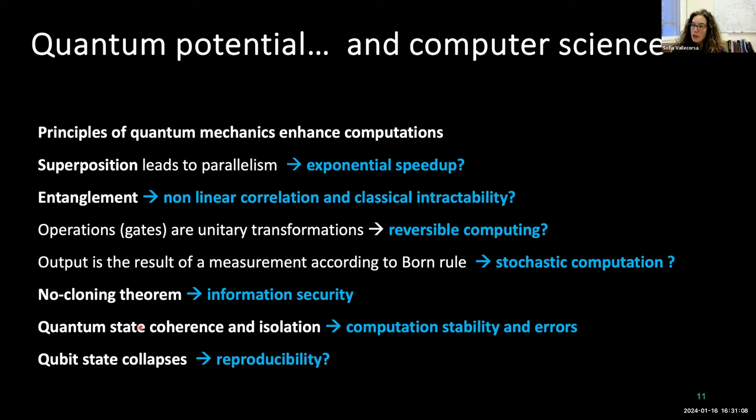Then there is the idea of, I just mentioned it very quickly, but basically gate operations in the quantum domain are represented as unitary transformations, unitary matrices. It means that those in principle are completely reversible. Can we say that quantum computing is actually reversible computing? Not really, because there is the measurement step. But up to a certain level, before we measure, it is true, so this is important. And the measurement itself is a process that is stochastic in nature. It happens according to the Born rule. And this means that the result of our computation will be stochastic.